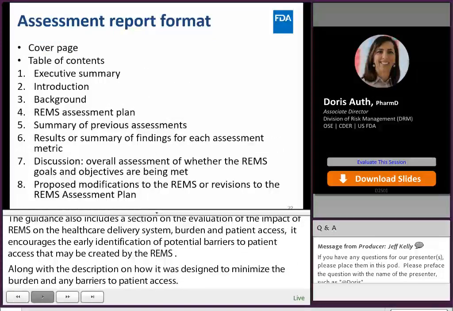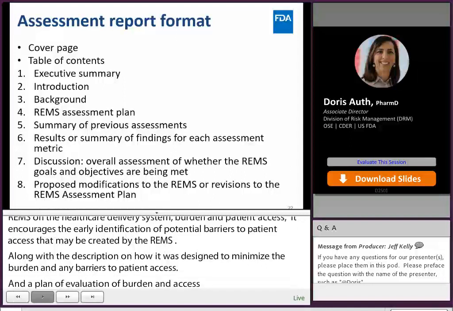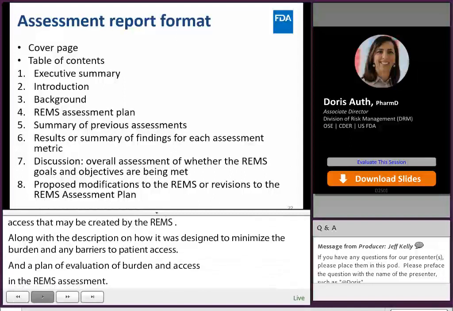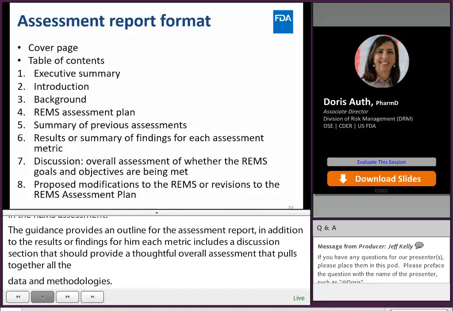The REMS assessment guidance provides an outline for the format of the assessment report that, in addition to the results or findings from each assessment metric, includes a discussion section that should provide a thoughtful overall assessment that pulls together all of the data and methodologies for a determination of whether the REMS goals are being met. The assessment report should also include any proposed modifications to the REMS or revisions to the assessment plan resulting from the REMS assessment report findings.